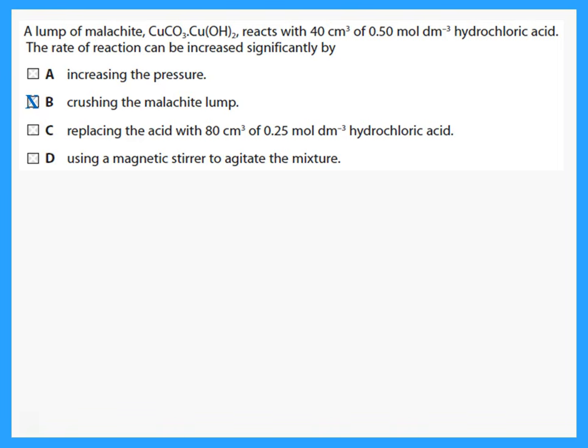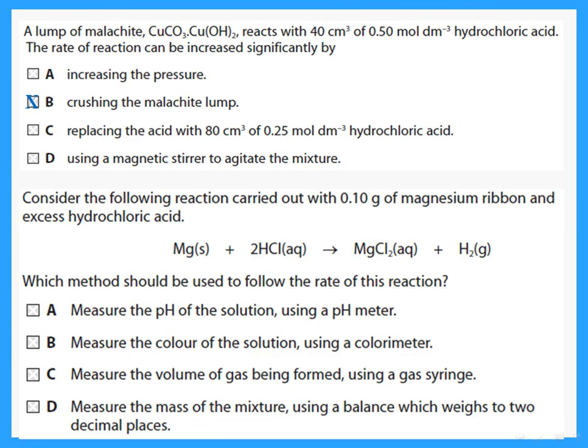The other options say replacing the acid with 80 cm³ of 0.25. Actually, if you look at it, you know that the number of moles is concentration times volume. So actually, this would be the same number of moles in both cases. So it would not increase the rate, and using a magnetic stirrer would not.